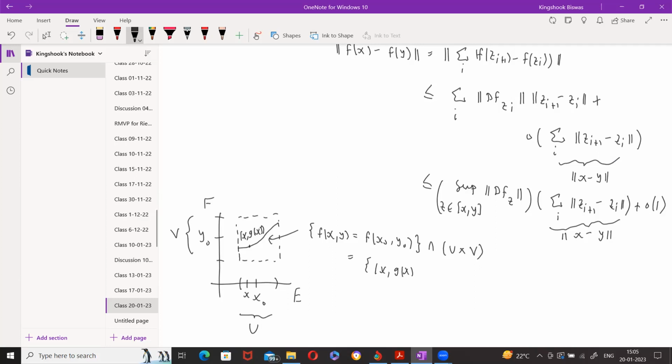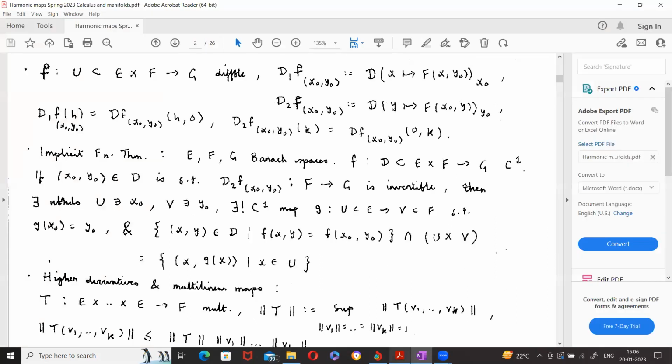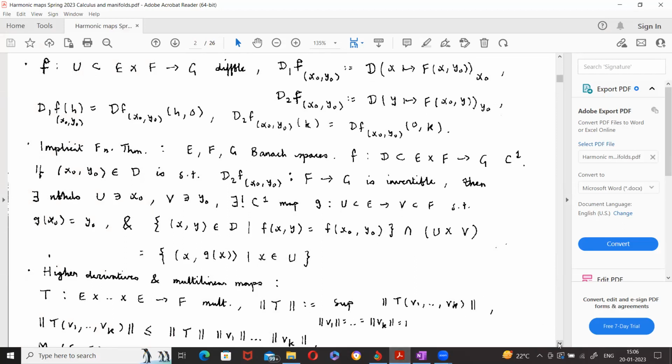Is this clear? This is the implicit function theorem. So we've stated the inverse function theorem and the implicit function theorem. Now I want to get to higher derivatives. So what are higher derivatives of a map between Banach spaces?